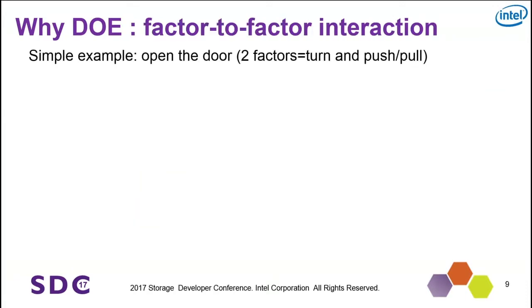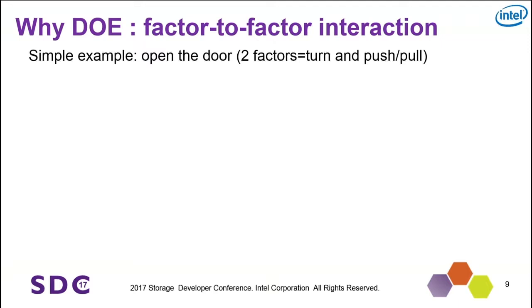Why DOE? Because of factor interactions. In the previous case, he could not find more than 92 percent yield, because one factor at a time cannot estimate factor-to-factor interactions. I'm going to show you a very simple case everybody knows, and then you can understand what factor-to-factor interactions are. Think about opening a door.